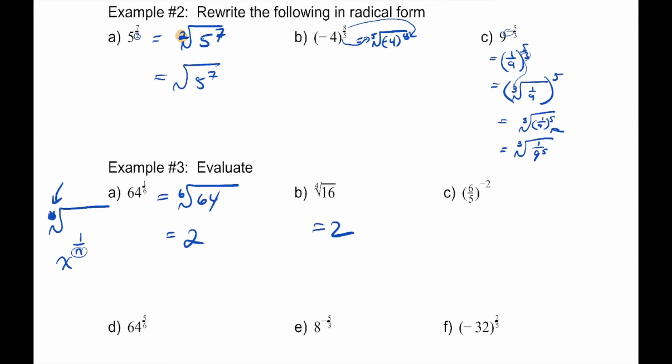So this one, we are just dealing with a negative exponent. It's not even a rational exponent, but we'll just do it anyway. So we want to reciprocate our base. That's going to be 5 over 6. The exponent becomes positive, which is going to be squared. So this is going to be 25 over 36.